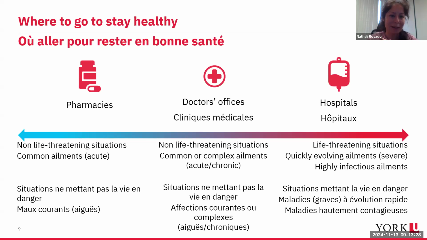Other chronic ailments that you may have managed by a doctor would be things like diabetes, for instance. So whether it's type 1, type 2, you would go there in order to have your ailments managed on a regular basis. So, when I say non-life-threatening situations, I am talking also about ailments that you may not have experienced before, but they are not very severe in nature.